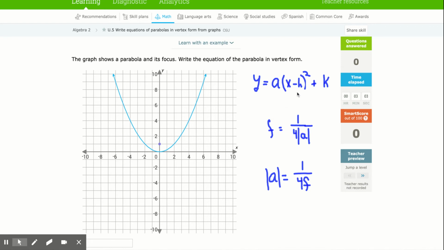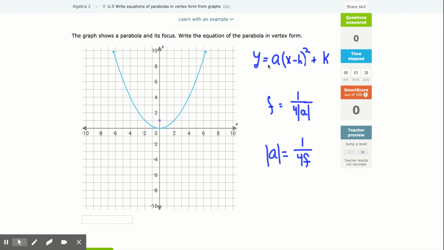First thing we need to remember is that this h value inside the parentheses next to the x is going to be our x value of our vertex, and this k is our y value of the vertex. So for this particular parabola, our h value is 0 and our k value is 0. Then all we need to do is find the value of a.